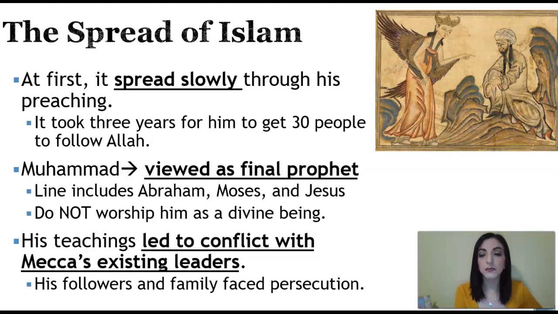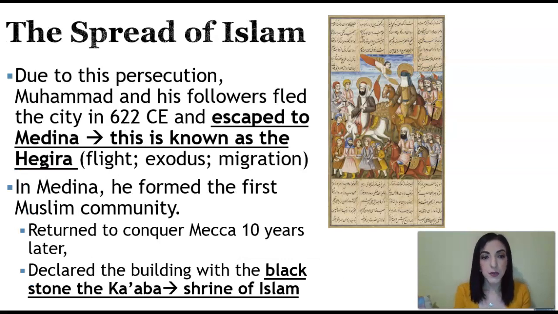So very similar to the way Jesus did, he also came into conflict with the existing leaders. In this case, he's from Mecca, and so he's coming into conflict with the leaders of Mecca because he's challenging the social system. He's challenging the norms. And so his family, his followers, they are going to face persecution. Islam does spread. Because of this persecution, it becomes very dangerous for Muhammad to stay in Mecca. He and his followers are actually forced to flee.